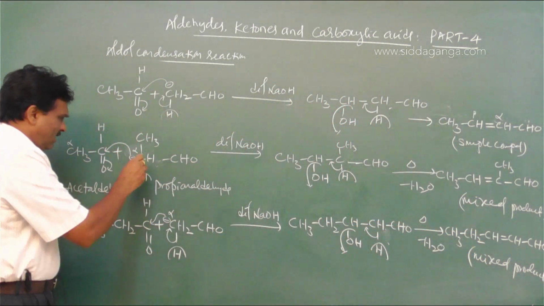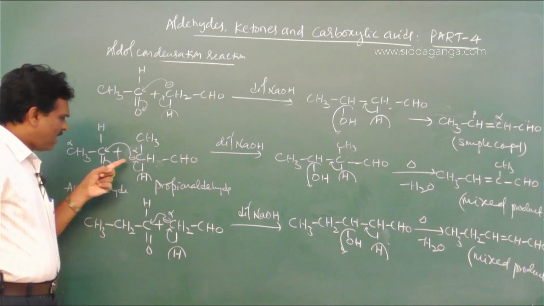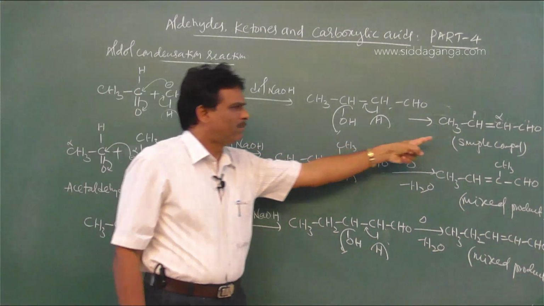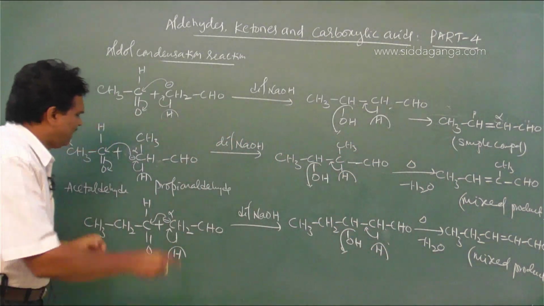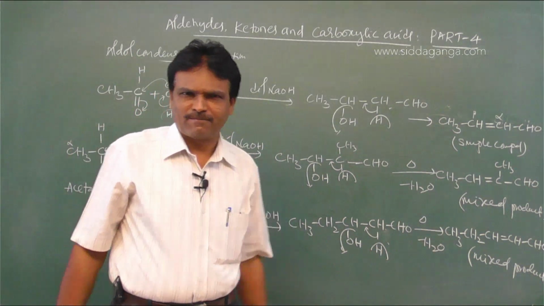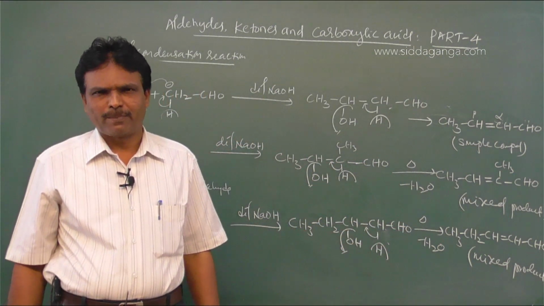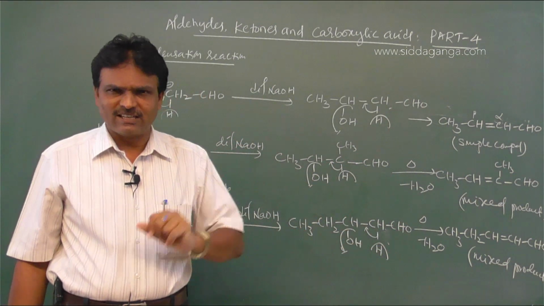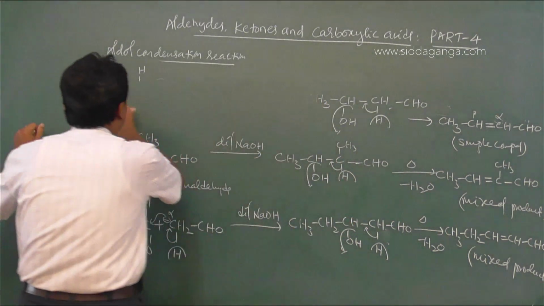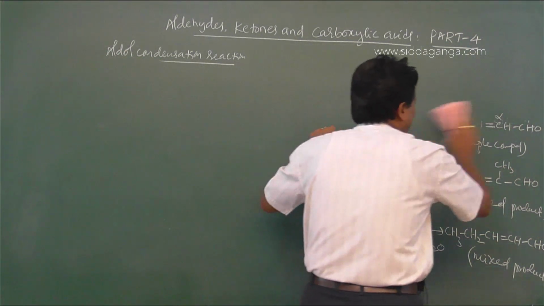Then if the reaction occurs between acetaldehyde and propionaldehyde, alpha hydrogen transfer takes place within acetaldehyde itself, this is one simple product. Or the transfer of alpha hydrogen takes place within propionaldehyde, another simple product. So this is the cross aldol condensation reaction. So it is very important, note this down, in case of simple aldol condensation reaction.